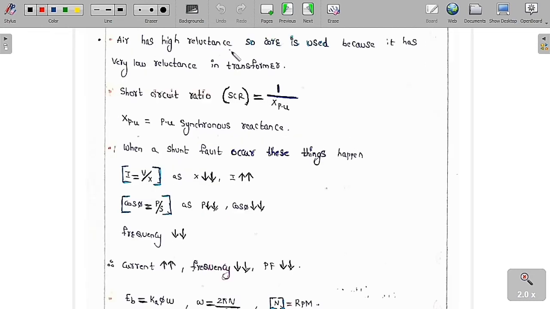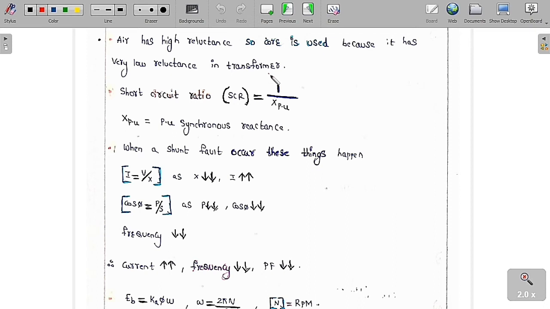Air has high reluctance, so the core is used because it has very low reluctance in a transformer. I have already told you that the permeability of air is very low, so its reluctance is very high, whereas the core has a huge permeability, so its reluctance is less, because reluctance R is equal to L by mu into A. So the less the permeability, the more the reluctance, and the more the permeability, the less the reluctance.